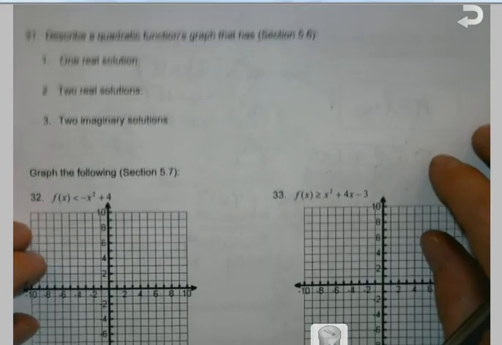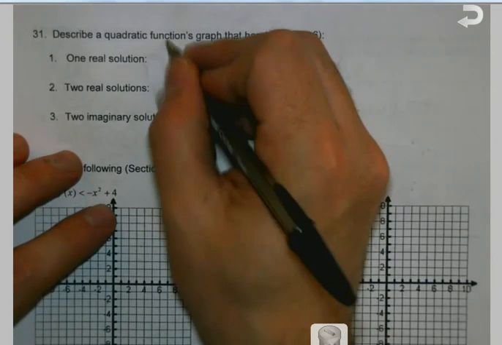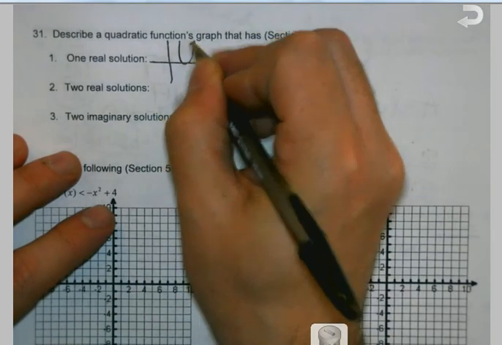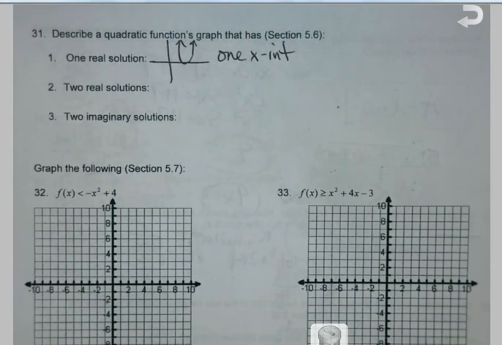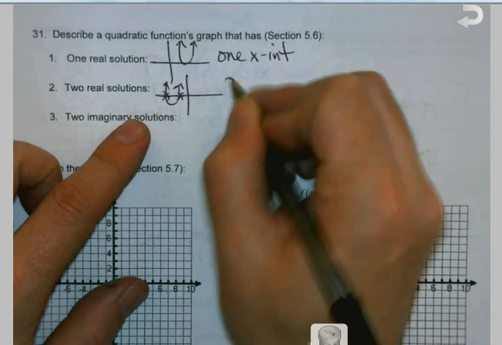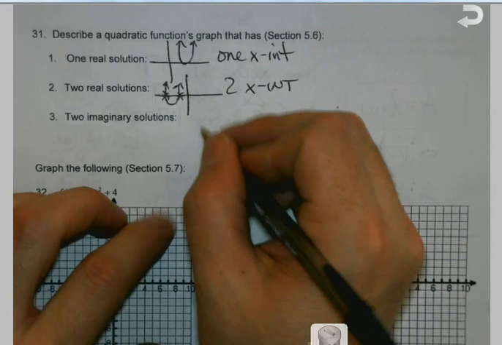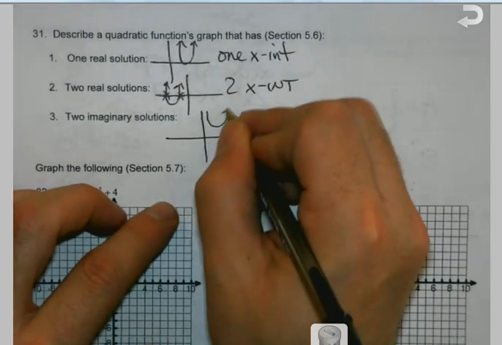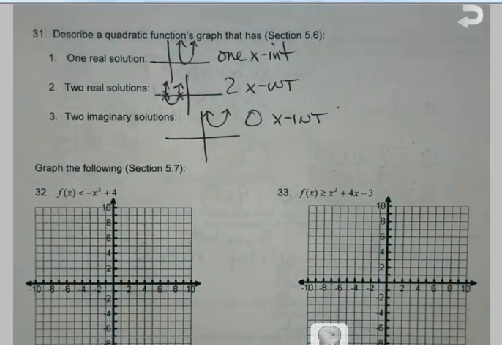Okay, describe a quadratic function's graph that has one real solution. I'll even give you a picture. Basically, it has one x-intercept, 1, 0. It's only going to cross the x-axis once. And that's all I got to put. Two real solutions: it's going to cross the x-axis twice, 2 x-intercepts. And finally, two imaginary solutions means I'm not going to be able to get the answers on my calculator. It's never going to cross the x-axis, so it'll be 0 x-intercepts. That's it.